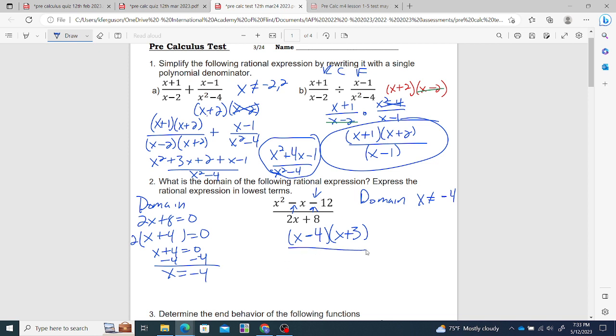Okay? Then I factor the bottom. I pull out a 2, and I've got x plus 4. Well, right here, I can't simplify it. None of these things are the same, so that's my answer.